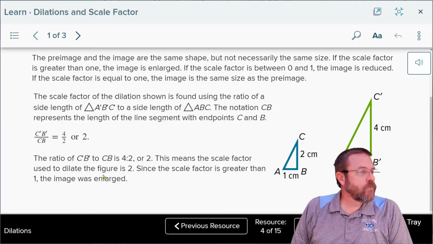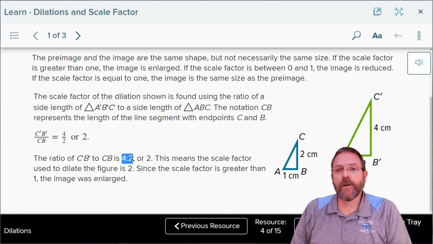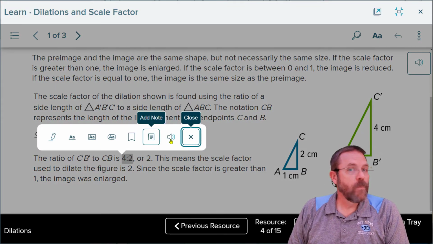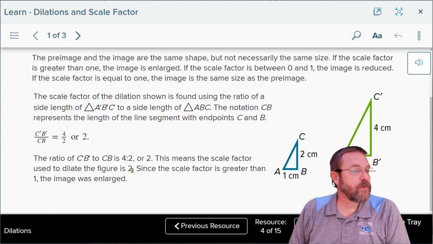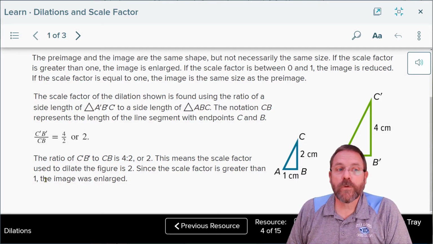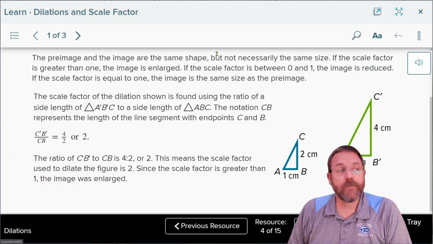Now we could also write the ratio of C prime B prime to CB as 4 to 2 that you see right here, which is also going to be known as 2. This means the scale factor, once again, to dilate the figure is going to be a scale factor of 2, and since that scale factor is greater than 1, we know it was enlarged, and we can actually visually see this. It became a larger image here, right?